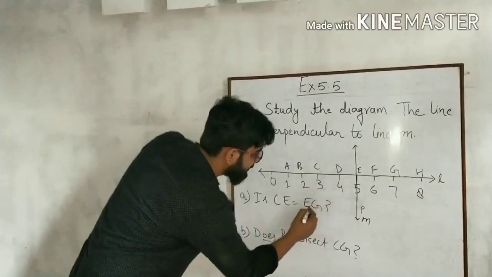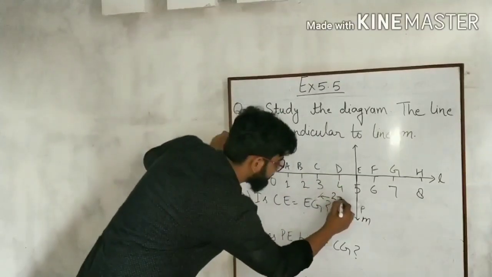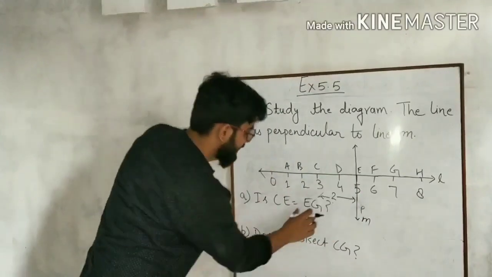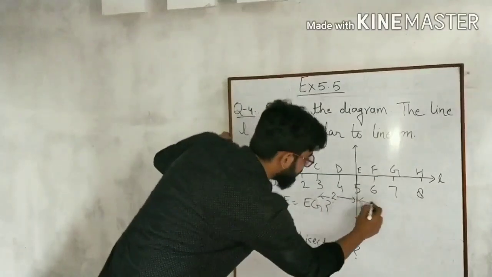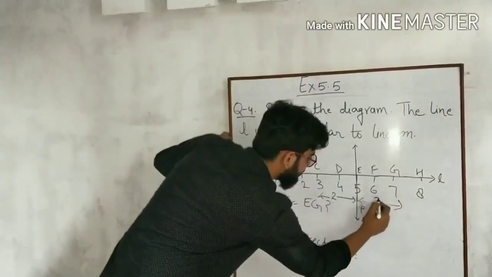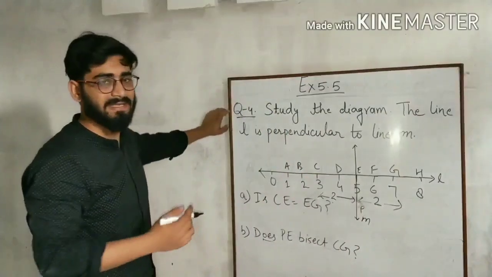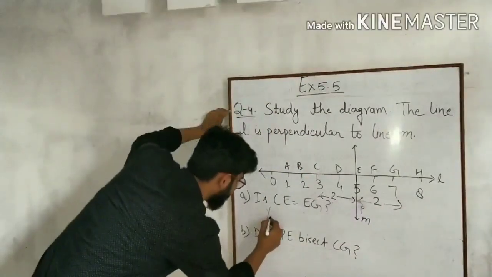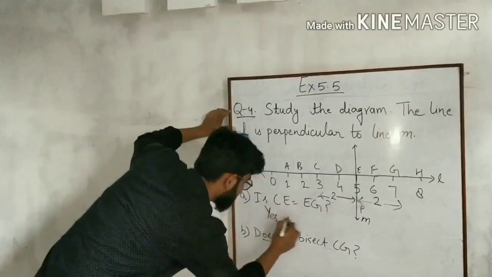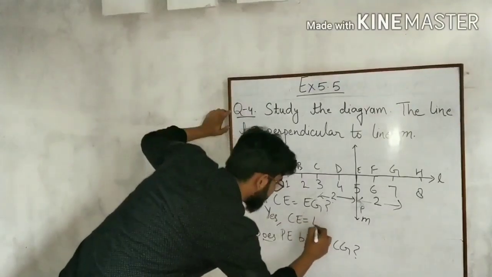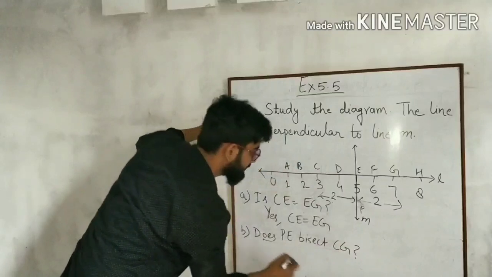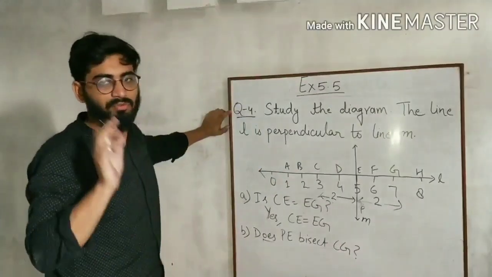So see, the measurement of CE is 2 units. Okay, this is 2 units. And the measurement of EG is also 2 units. Okay, the measurement of EG is also 2 units. So we can say that yes, CE is equal to EG. Why? Because both measure 2 units.